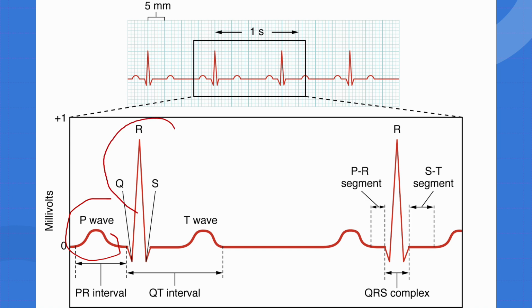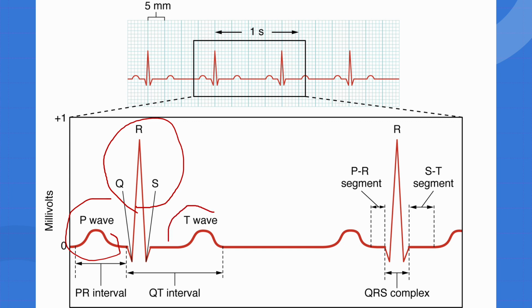This is the QRS complex. This represents ventricular depolarization, which causes the ventricles to contract and pump blood. The QRS complex is narrow in a healthy heart. A widened QRS may suggest bundle branch block or ventricular origin of rhythm.